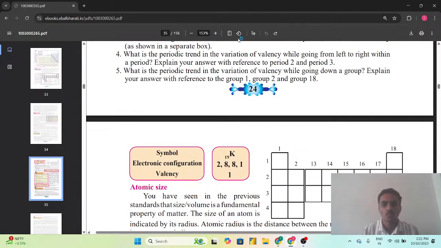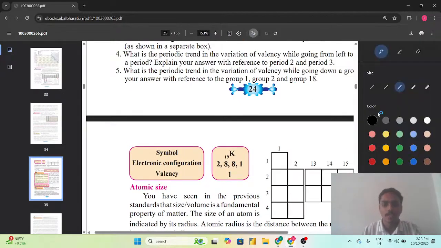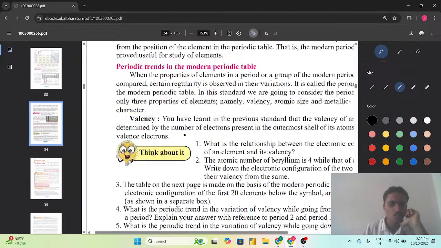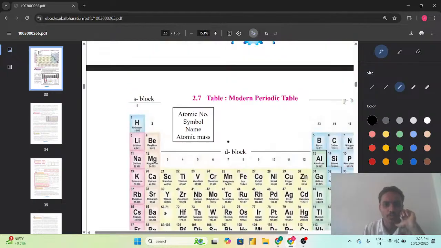One more important thing here is how to write the electronic configuration. That is one of the major parts. Suppose I want to write down the electronic configuration for the element Na, sodium. For writing the electronic configuration, I should know its atomic number. As we can see here, sodium has the atomic number 11.